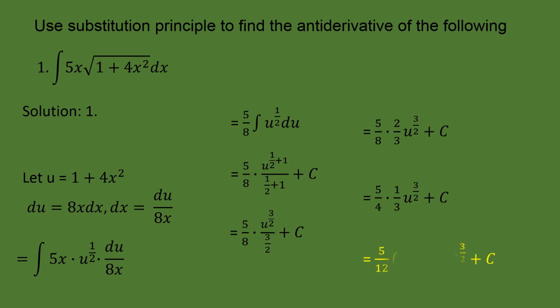plus c. Finally, by substituting the value of u, which is 1 plus 4x squared, we get 5 over 12 times the quantity of 1 plus 4x squared raised to the power of 3 over 2 plus c. So that will be our answer for example number 1.